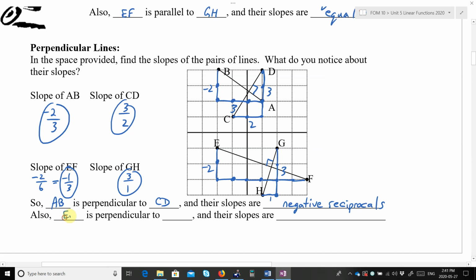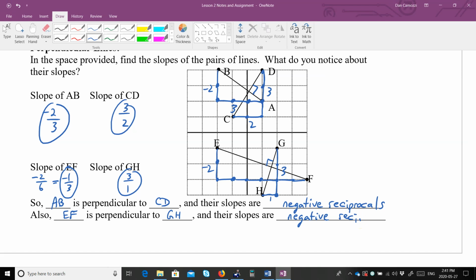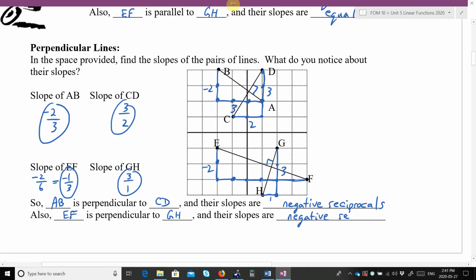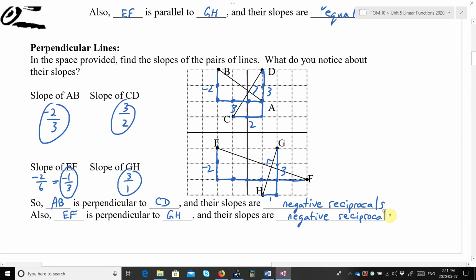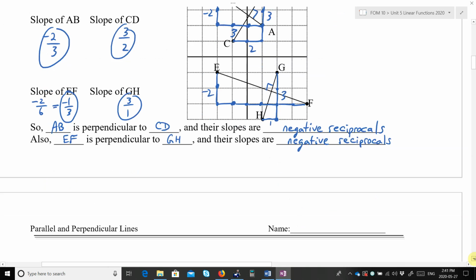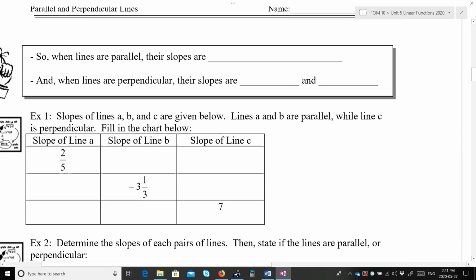Also, EF is perpendicular to GH and their slopes are negative reciprocals. Or we could also say it as opposite reciprocals. Okay, so flipped fractions and opposite signs. Okay, one is positive, one is negative for perpendicular lines. Okay, so here's a summary.